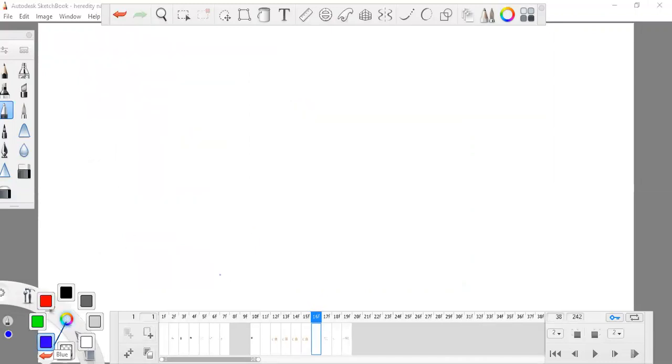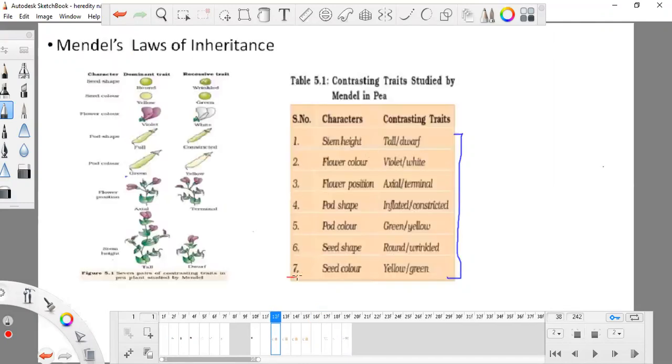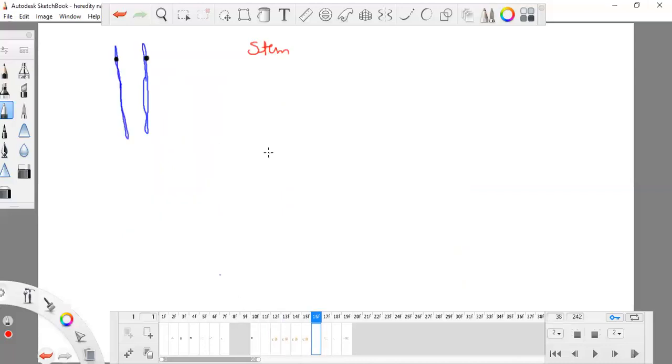Suppose that is the chromosome of P. Okay, that is the chromosome of P, and we know that chromosomes are present in pair. So this is the chromosome P, and we are going to learn about 3 characters. First character we will learn about is stem height. There are 7 which were considered by Mendel, but we will consider only 3 characters, and from these we will go for monohybrid and dihybrid cross.